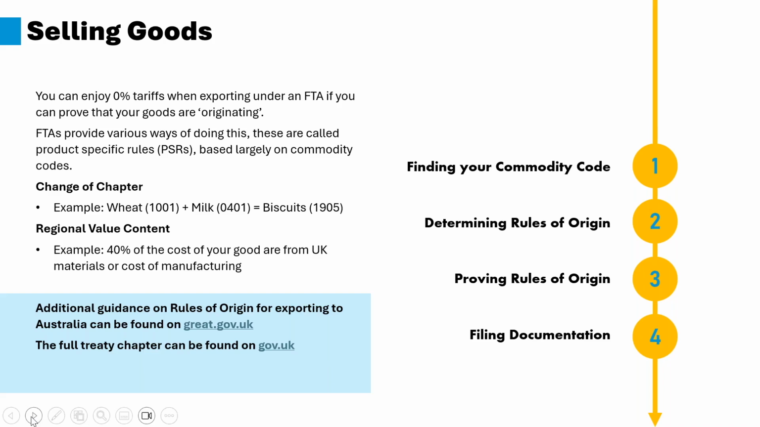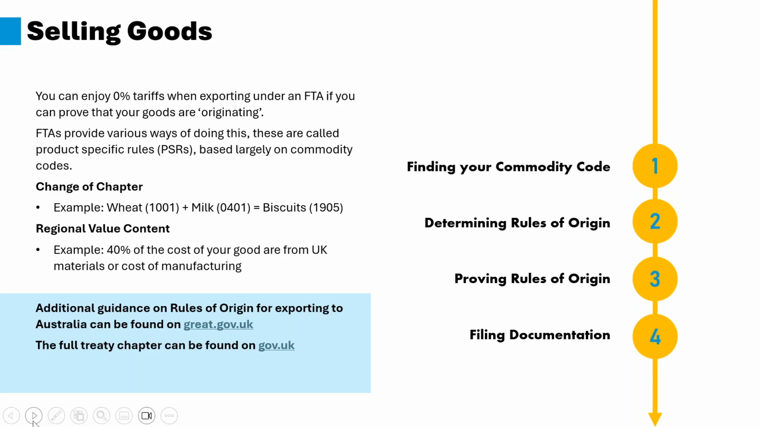There are two very quick examples on screen. One is called the change of chapter rule, which basically means that your final product, in this case biscuits, is made from products from two other completely different chapters. If you notice, biscuits are in chapter 19, while wheat and milk are in different chapters, so that counts as sufficiently manufactured and meets the rules of origin requirements from the FTA.